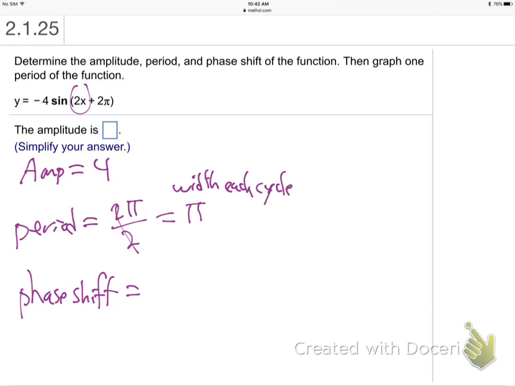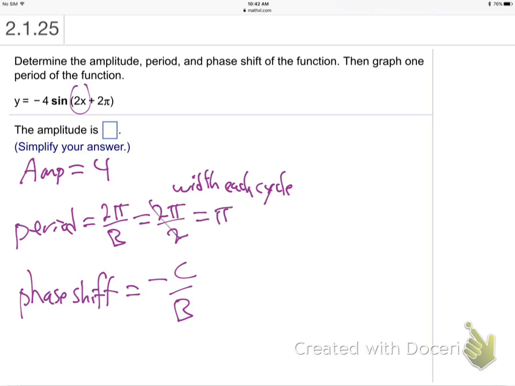Okay, and the phase shift is negative c over b. Isn't it? I should have written the period formula. Here, let me redo the period thing. The period, it was right, but the period is 2 pi over b. It's 2 pi over 2. It's pi. And the phase shift is negative c over b, so it's negative 2 pi.